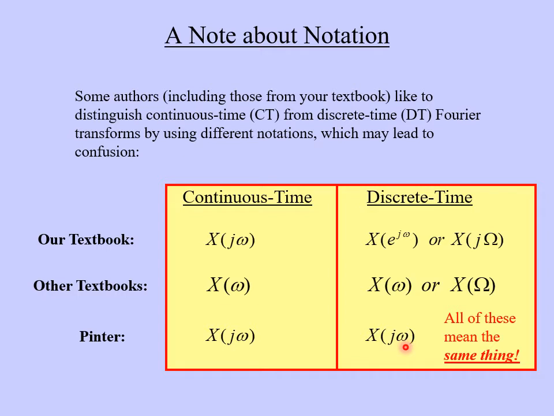So what is the message here? All of these different forms shown here, there are like 5 different versions over here on the right, they all mean the exact same thing. So don't let it confuse you. They're all transforms as a function of frequency. They're just stated in different ways depending on the source and the author of the information. Let's go ahead and move on and start doing some examples.